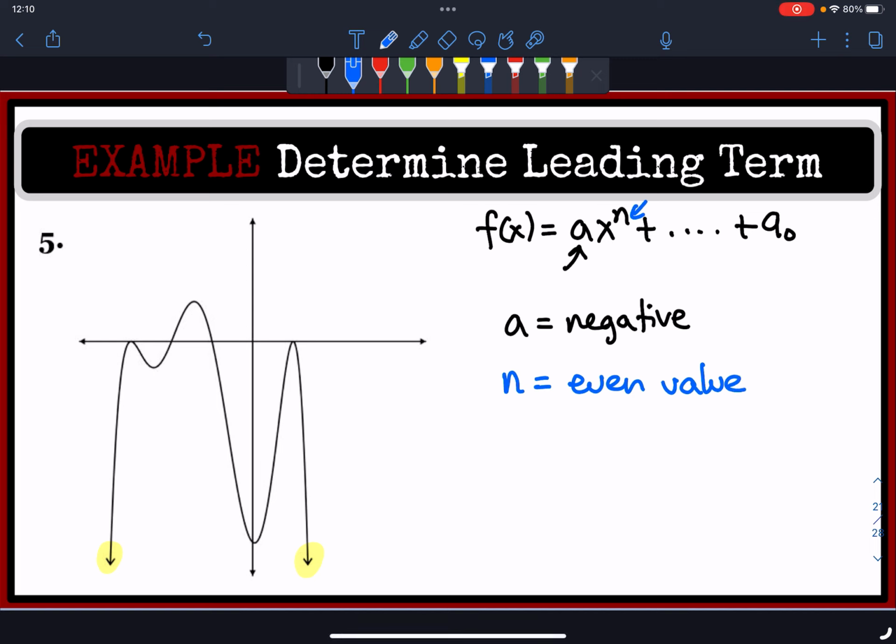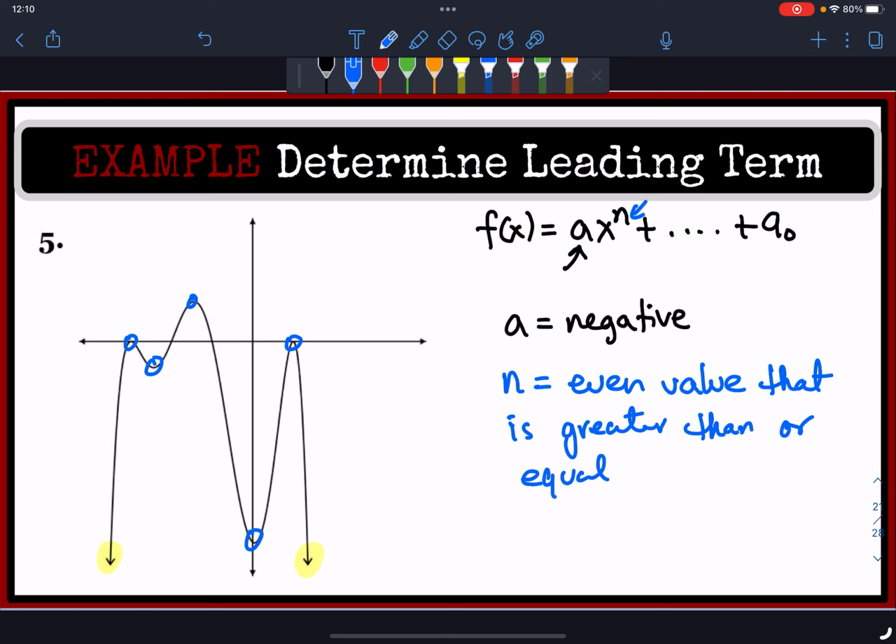Now, I know even more information about the value of n. Because of the number of times it turns, we have 1, 2, 3, 4, 5. I know that this exponent, the highest exponent, is going to be an even value that is greater than or equal to 5 plus 1. 1, 2, 3, 4, 5, and add 1 is going to be 6.